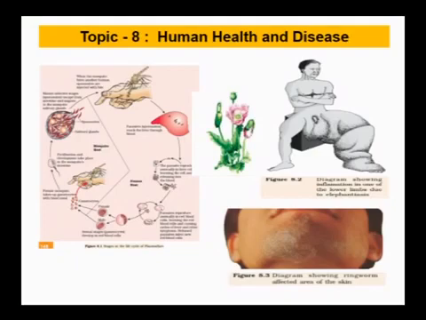A disease means when one or more body parts or organs or systems get affected, it leads to the expression of several symptoms, and this is called disease.